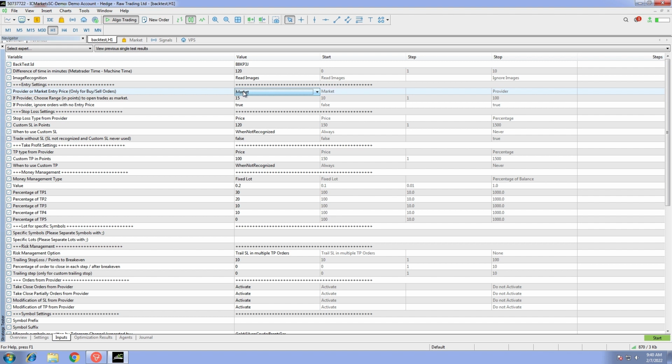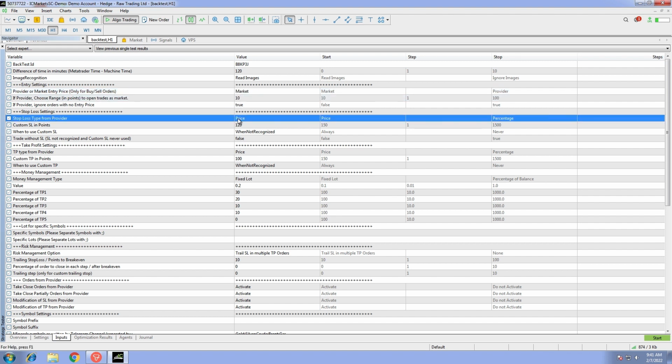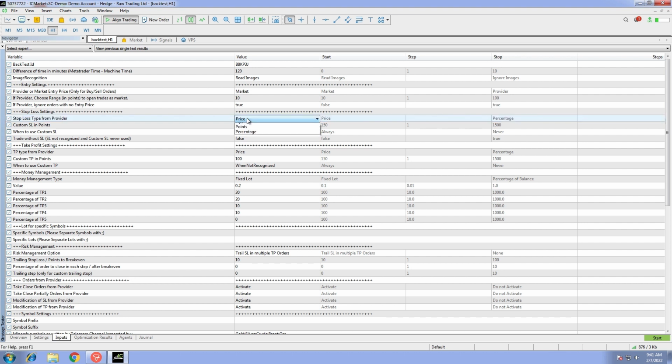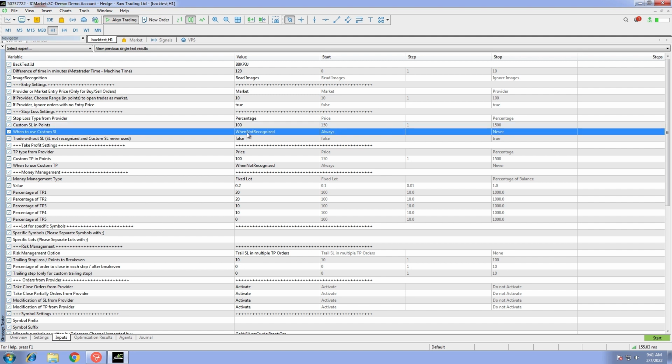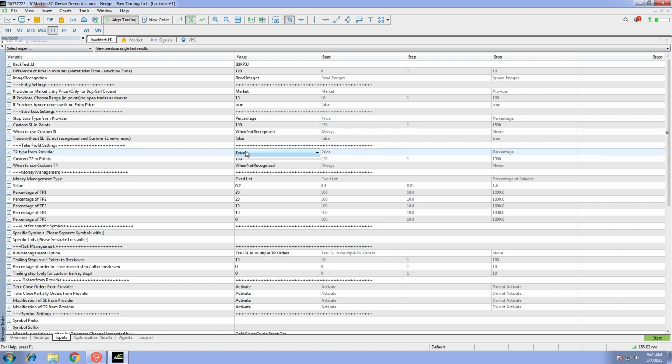As for the strategy, we will set entry price to market with 10 points and set stop loss to percentage with a value of 100 points. Set take profit type to percentage with a value of 120 points.